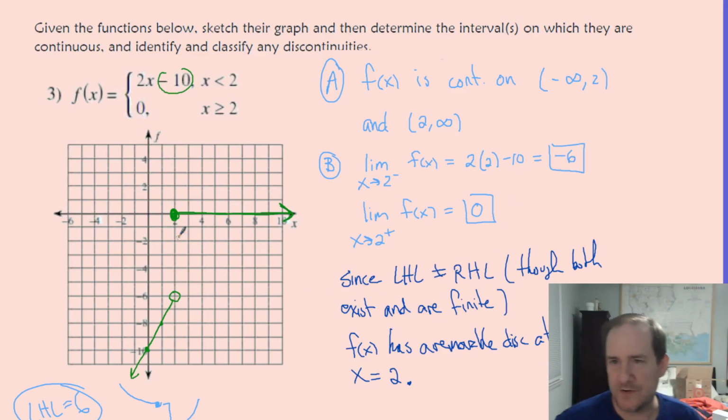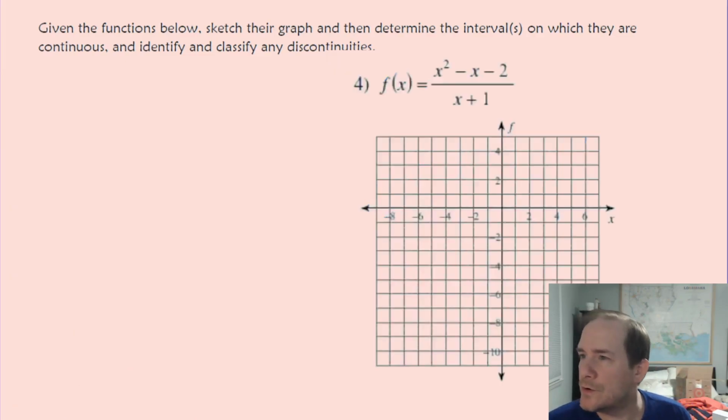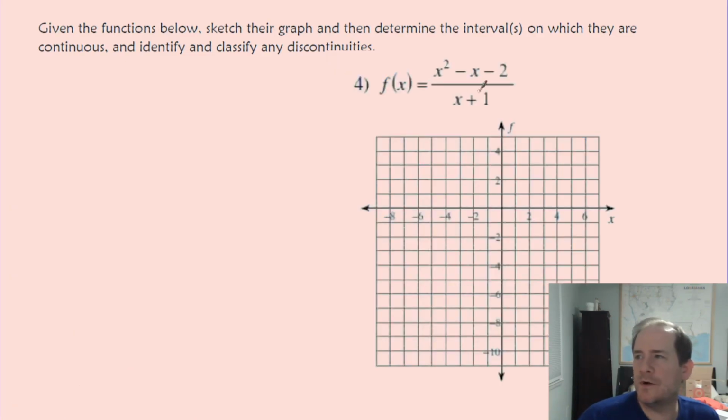That's a jump discontinuity. Let's do 4. So 4 is another rational function, and we know that they always have discontinuities when the denominator is 0. So I know right away there's a discontinuity at -1. But if that cancels, then I'll just get a hole, and that'll be a removable discontinuity. If it doesn't cancel, then I'll get a vertical asymptote, and that'll be an infinite discontinuity.